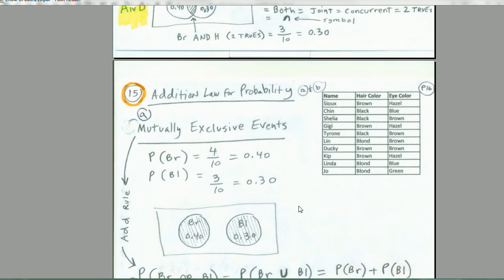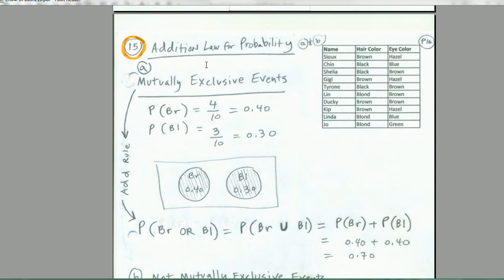Now let's scroll down here. Here's the addition law for probability. When the events are mutually exclusive, like brown hair and black hair, think of it visually like this. There's no overlap, so it's perfectly all right to just go ahead and add. Here's how I will refer to it: probability of brown hair or black hair. The textbook says probability of brown union, that's the symbol for union, or symbol for or, black hair. We simply add to get 0.7.